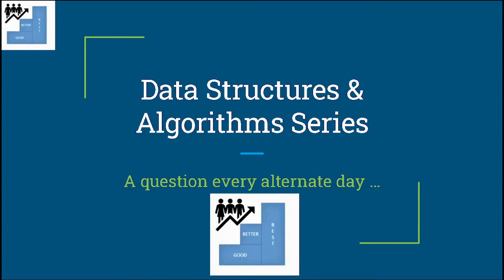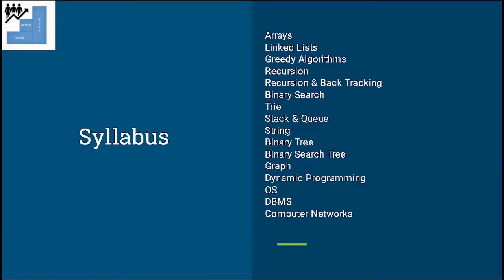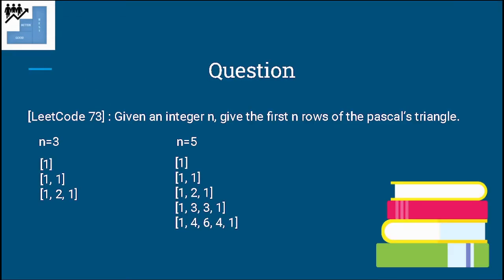So let's get started. This is our syllabus which we had already discussed in the first part of the series. So let's move on, and this is the question. The question is, given an integer n, generate the first n rows of the Pascal's triangle. Let's observe how Pascal's triangle is generated.